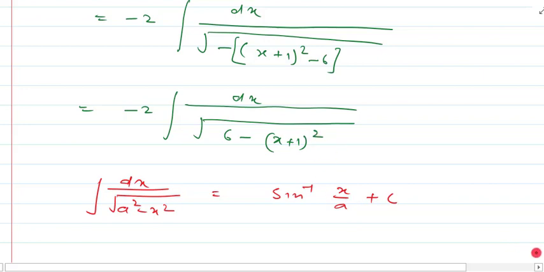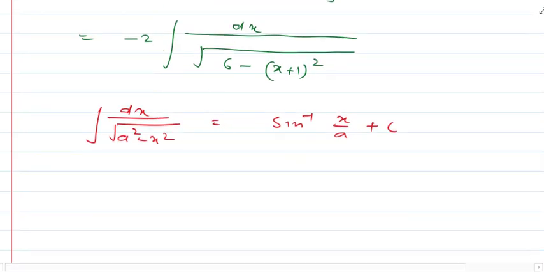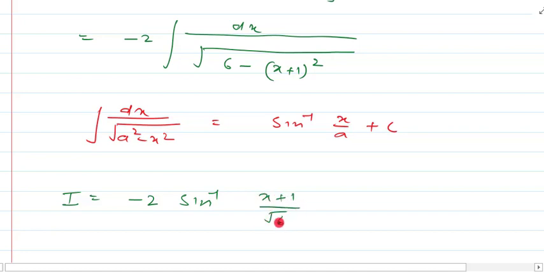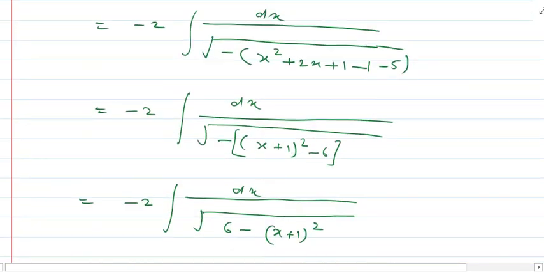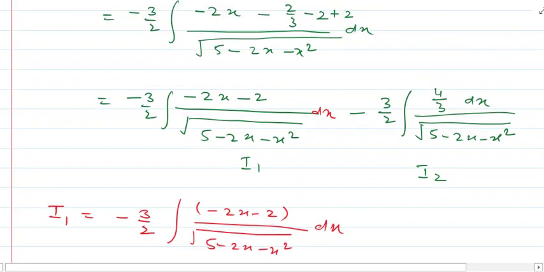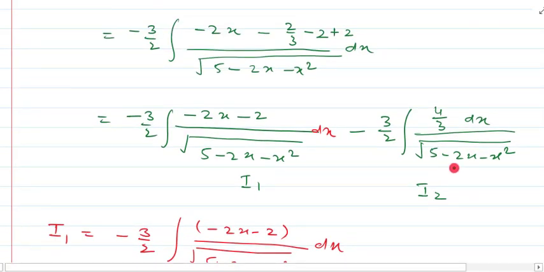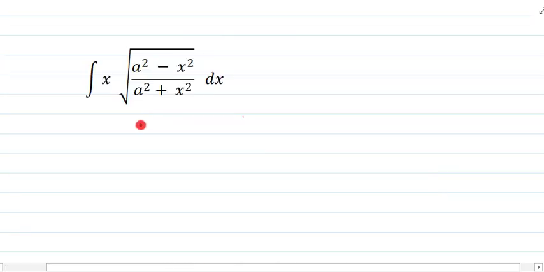So using this result over here, so you will get I is equal to minus 2 sin inverse x plus 1 upon root 6 plus. Okay, now combine the two results. This is not I, this is I2. So combine the two results, I1 and I2, put these two values over here, and then this will be the final result. So here is one more question in front of you.